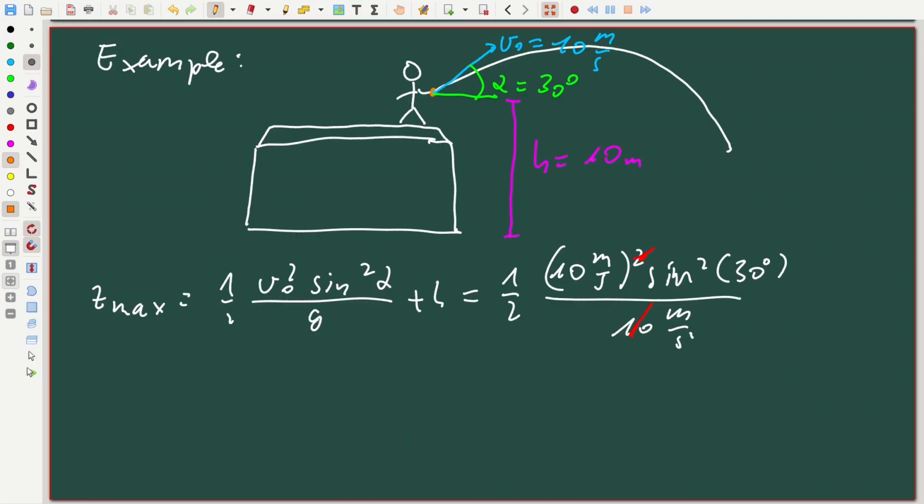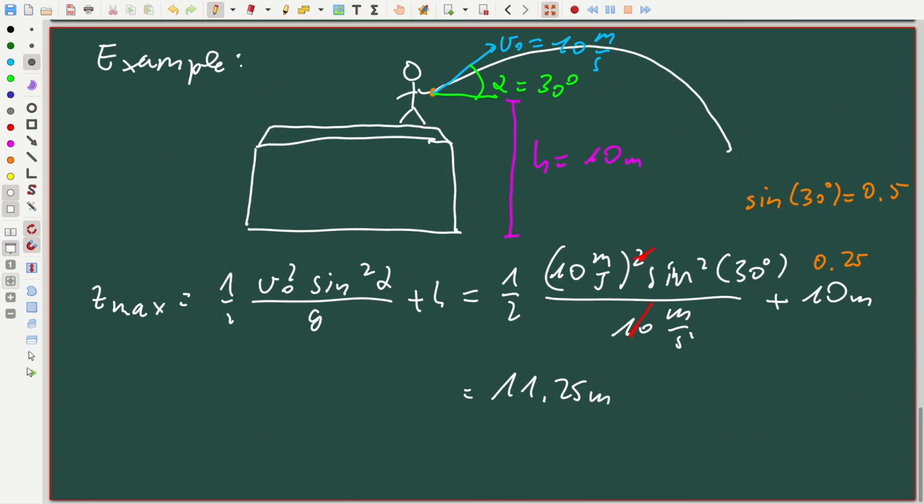And what we can also say is that sine of 30 degrees is easy to calculate. This is simply 0.5. So our sine squared of 30 degrees is 0.25. So now we can calculate 1/2 times 10, which is 5. And then 5 times 0.25, which is given as 1.25. And then of course we also have to add our h here, which was 10 meter. Yeah. So at the end we get a value of 11.25 meter.